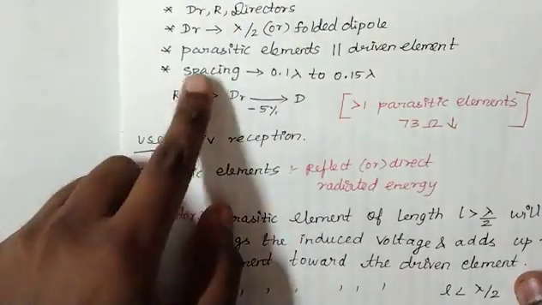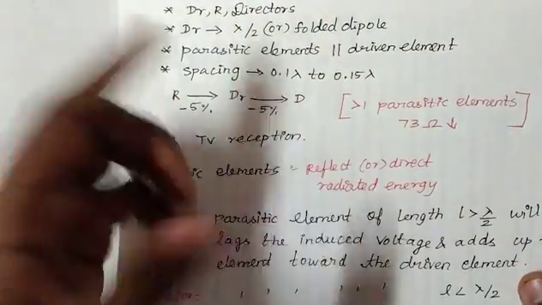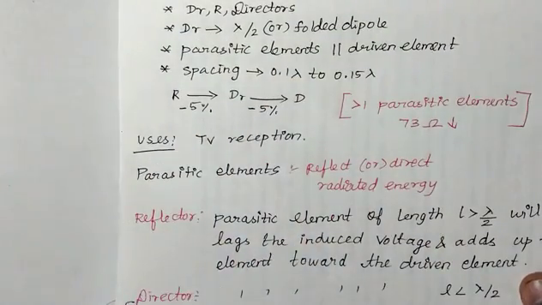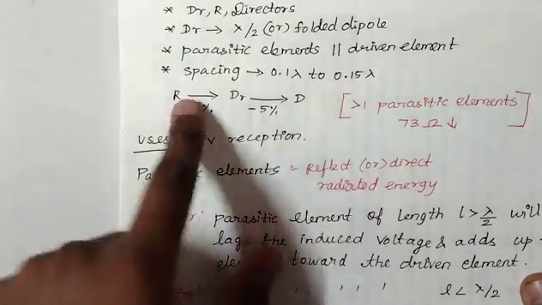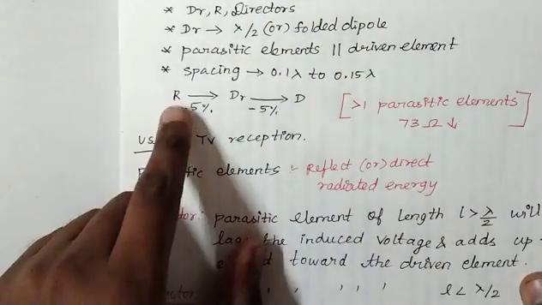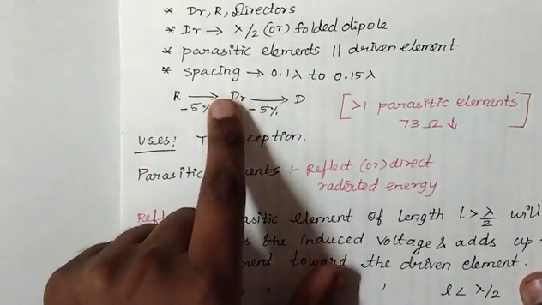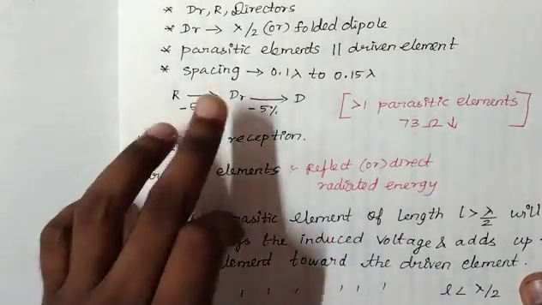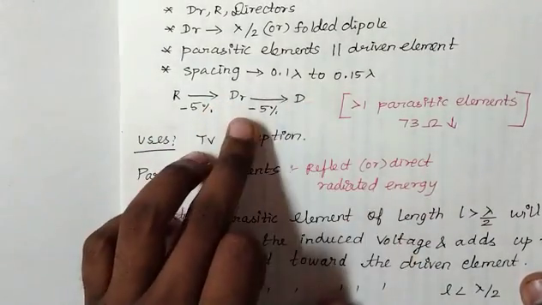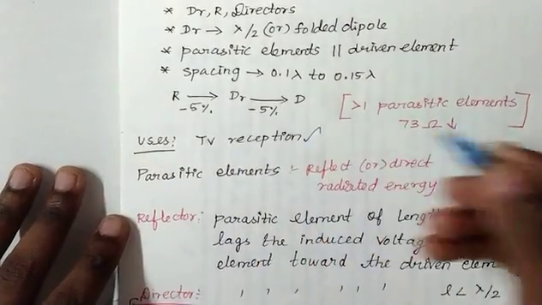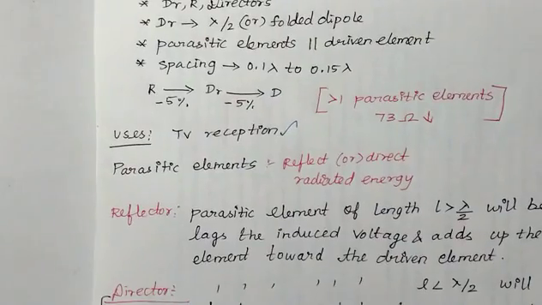So the spacing between the driven element and the parasitic elements will be in the range of 0.1 lambda to 0.15 lambda. We have seen the length, correct? So the length from the reflector to the director will be -5%. The same from the driven element to the director, there will be a -5%. The main uses will be TV reception in the older days.